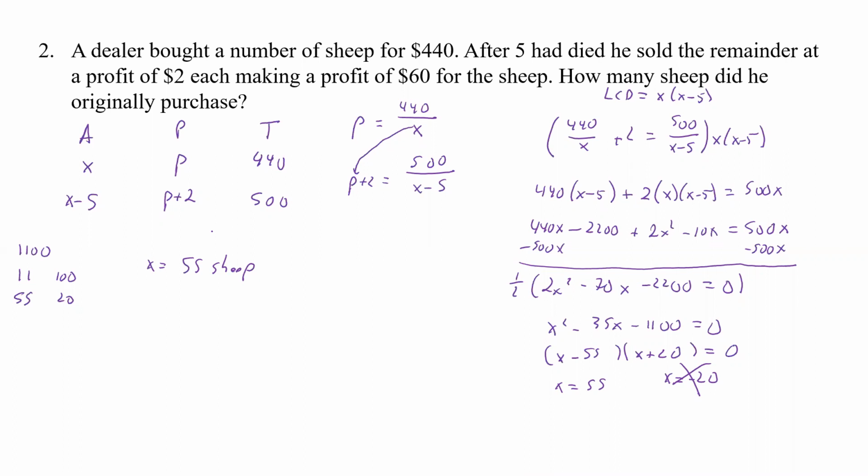Now, of course, if you wanted to know what the amount he purchased them for was, you're going to take 440 divided by 55, and then P is going to be equal to $8 per sheep. Okay, so those would be all the key items that we would need. And then, if we subtract 5, we'd have 50 this line, and then this would be 10, and we get our 500 that way. Okay.